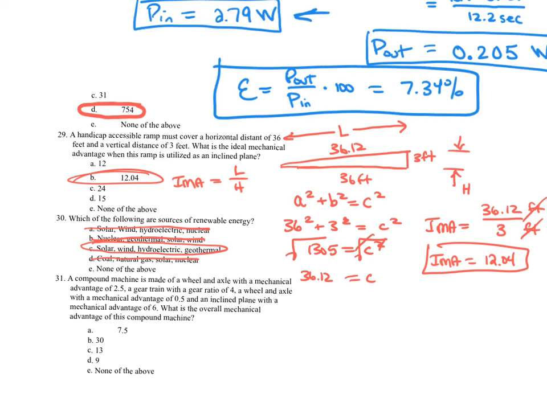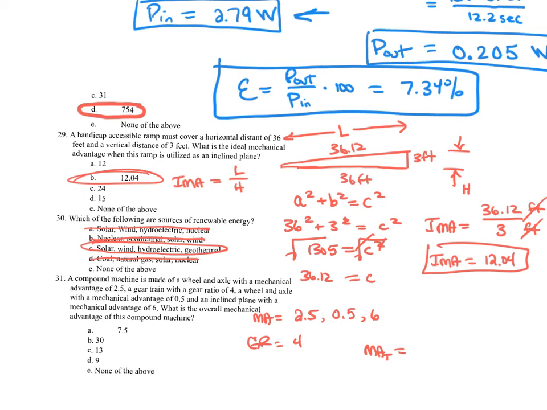A compound machine is made up of a wheel and axle with a mechanical advantage of 2.5, a gear train with a gear ratio of 4, a wheel and axle with a mechanical advantage of 0.5, and an inclined plane with a mechanical advantage of 6. So we've got some mechanical advantages here, and we've got some gear ratios here. So 3 mechanical advantages in this compound machine and a gear ratio. What they want is the total mechanical advantage.